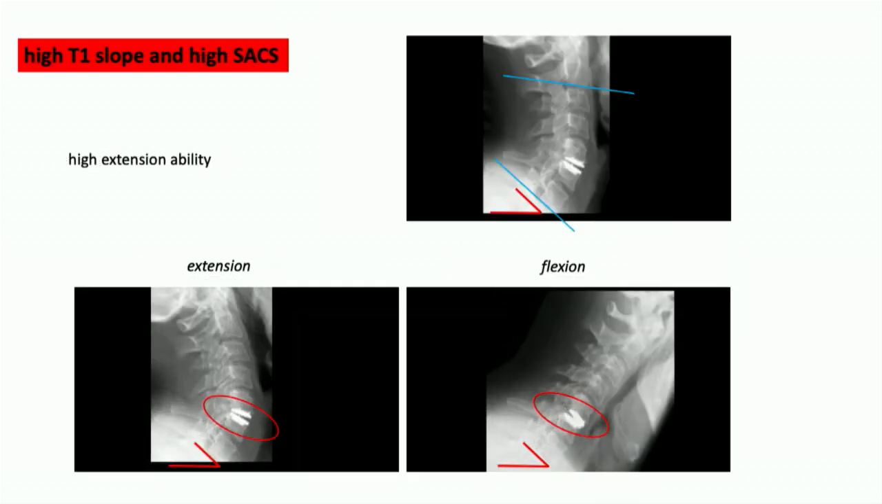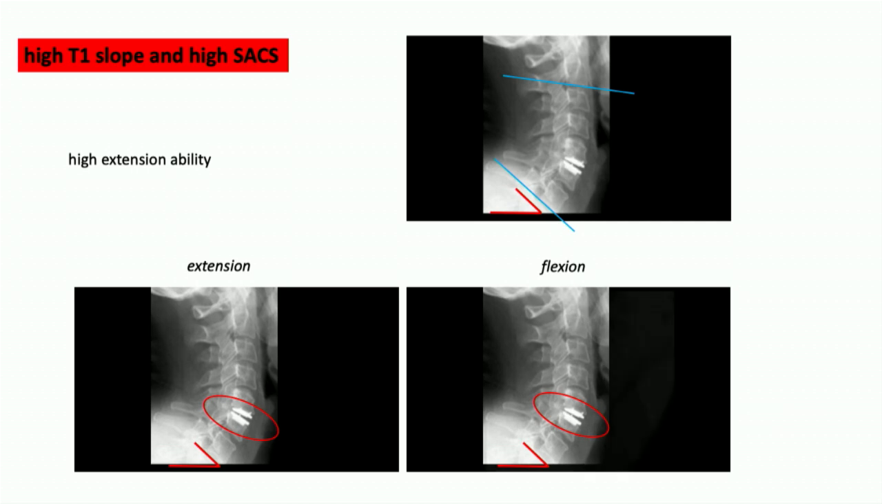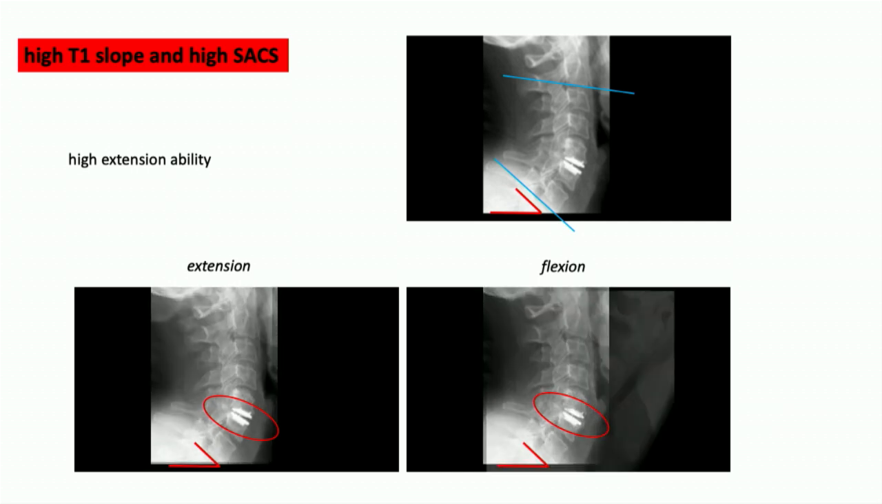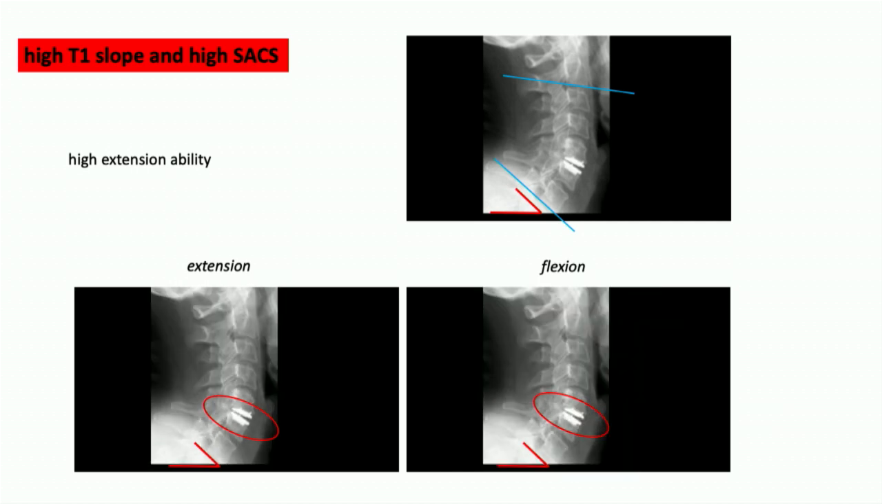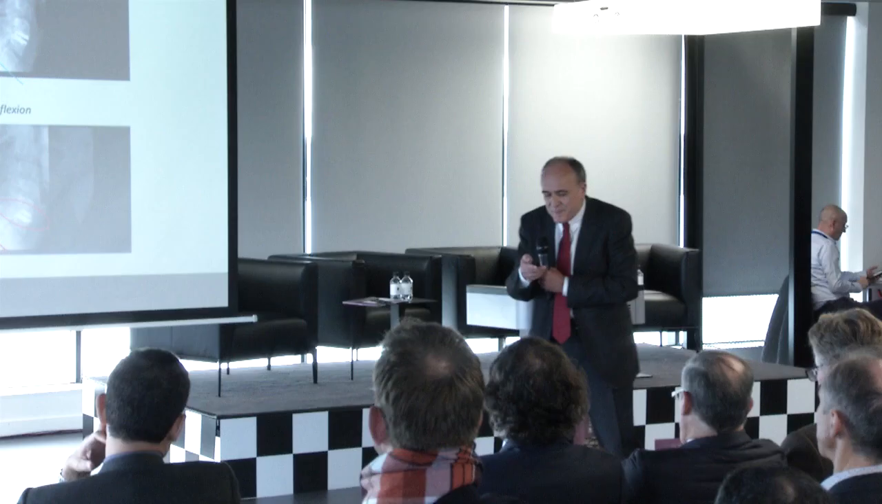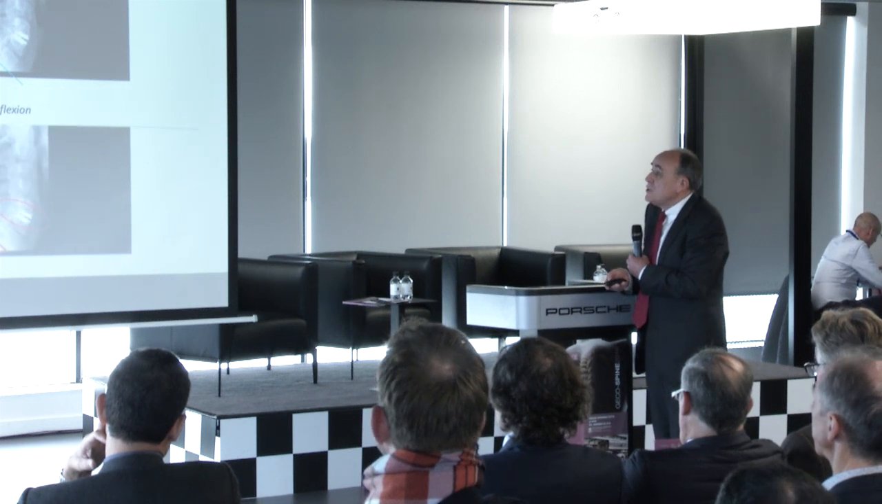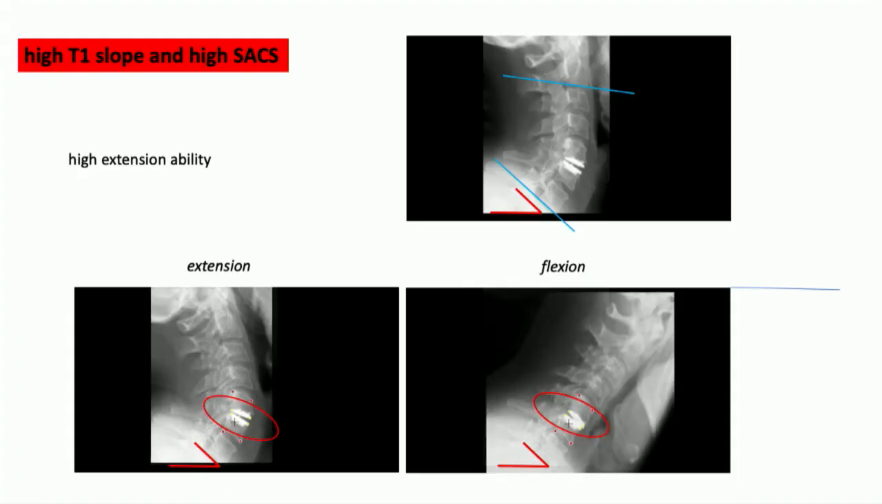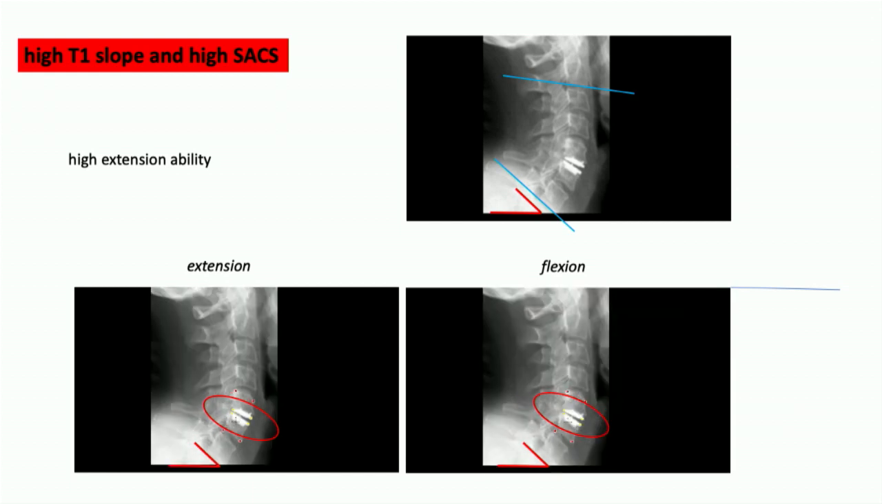Here, a patient with a high adaptation ability, you see the neutral position is with significant lordosis inside of the prosthesis, and you see the balance of mobility is completely different from the other case I showed to you. So probably we have to discover new things about this. I show you here this case with the location of the center of rotation for extension and for flexion.